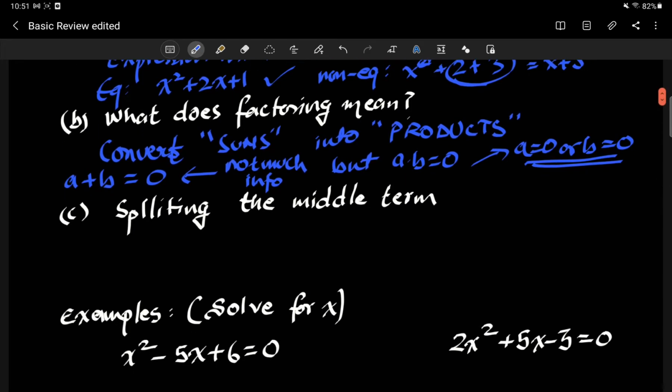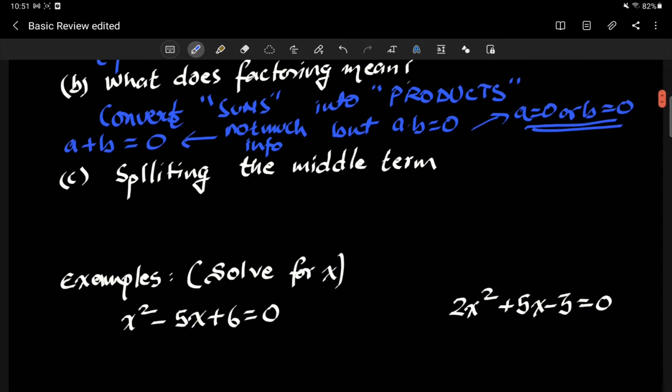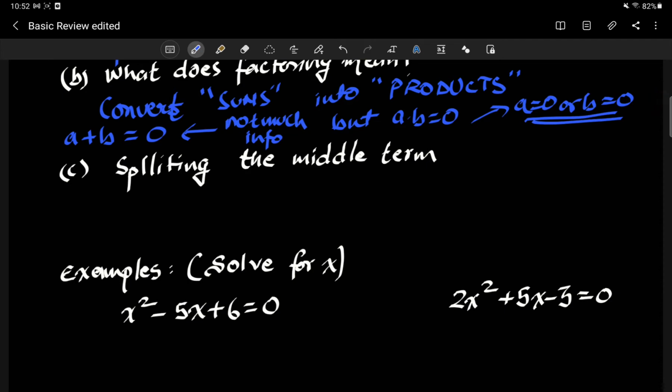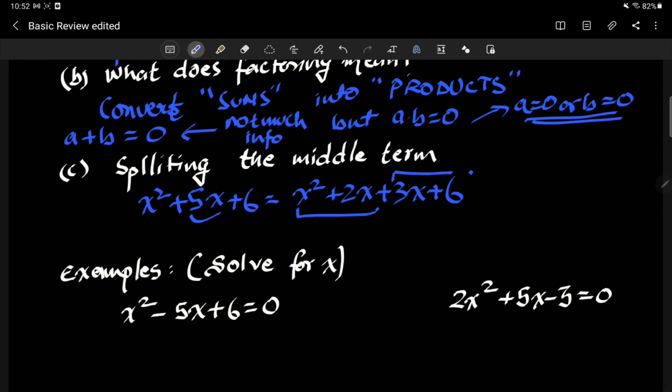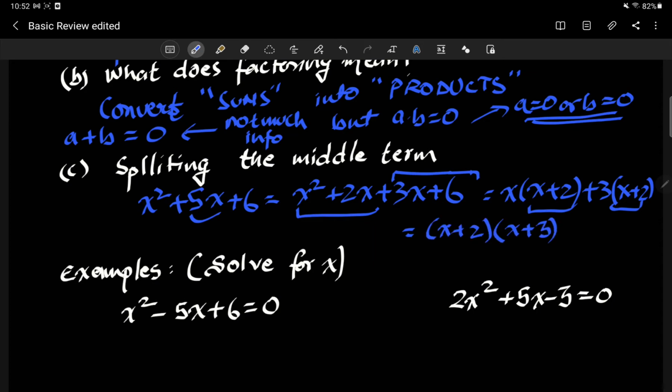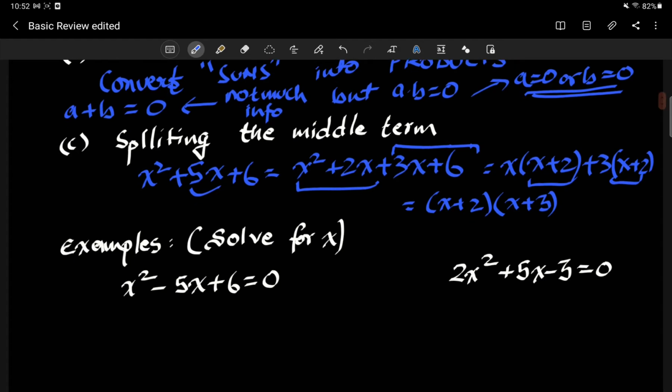One of the ways that you learned for factoring in previous classes is called splitting the middle term. Procedurally, if you have x squared plus 5x plus 6, I rewrite 5x as 2x plus 3x. Then I have 4 terms and I factor out what I can in the first two and in the last two, giving x times (x plus 2) plus 3 times (x plus 2). Now x plus 2 is common again, so this is an x plus 2 times an x plus 3. So that's basically what splitting the middle term means. Now let's look at some examples.